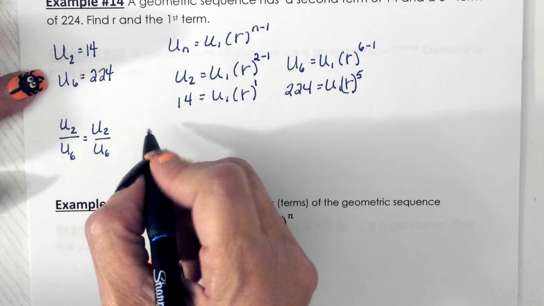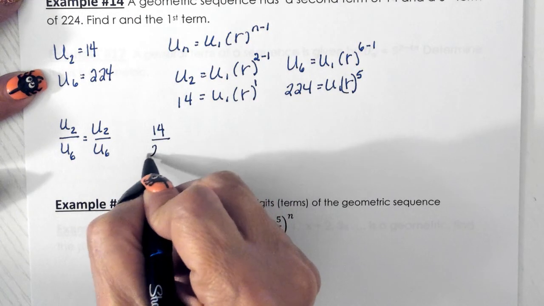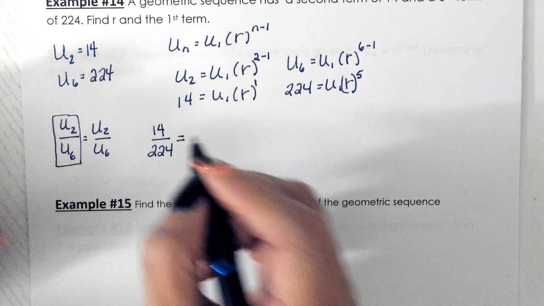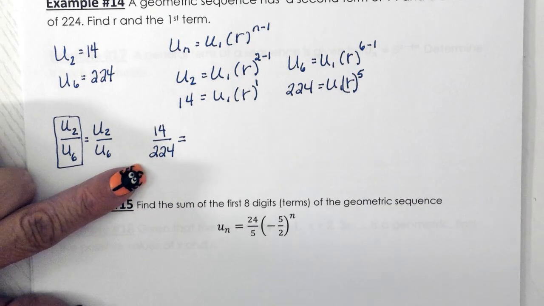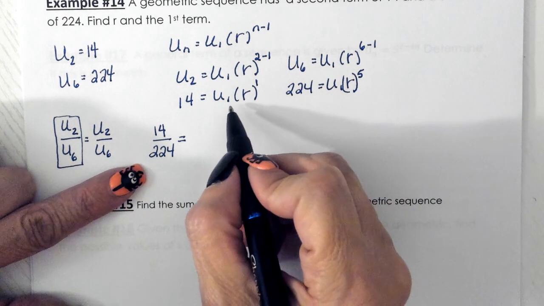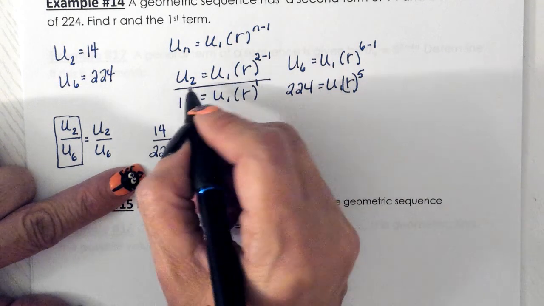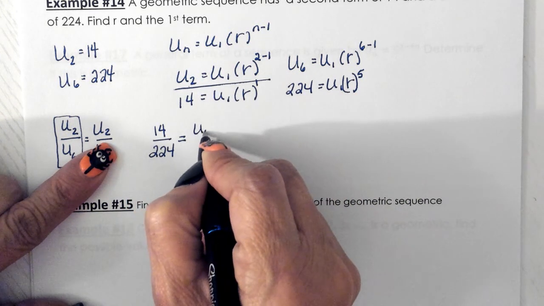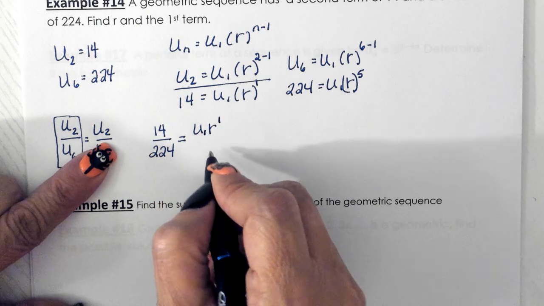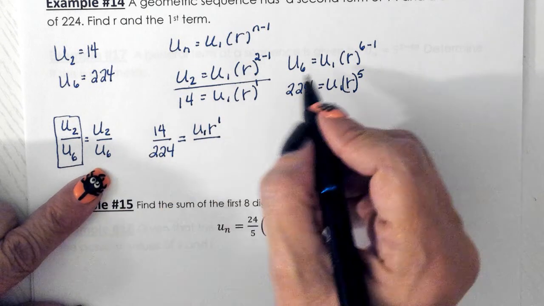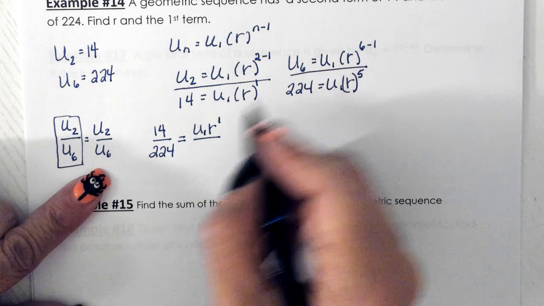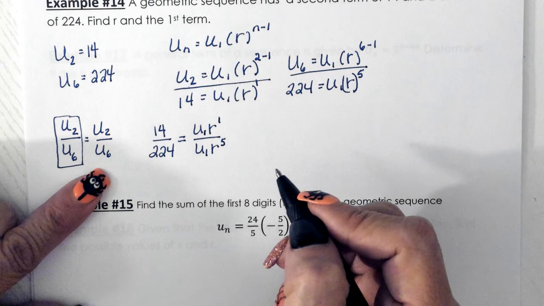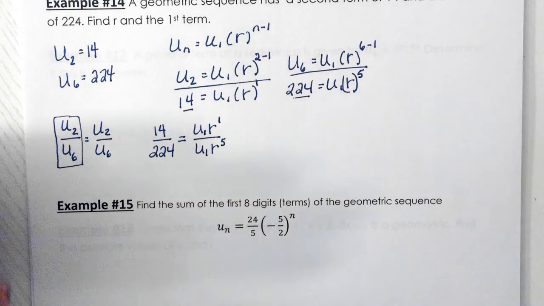Okay, well, here, let's just do this. Let's do 14 over 224. That would be this one. Equals, and I'm going to go right here. U2 here and this U2, they're the same. This would be U1 times R to the first power over U6, which would be U1 times R to the fifth. I really didn't use these much. I mean, I kind of did in a way.